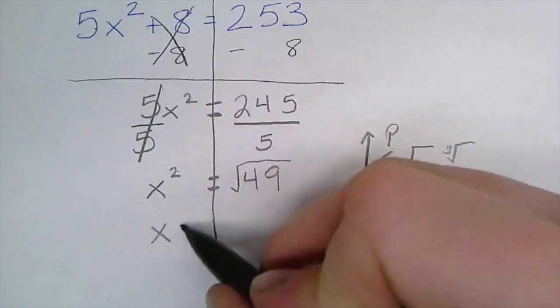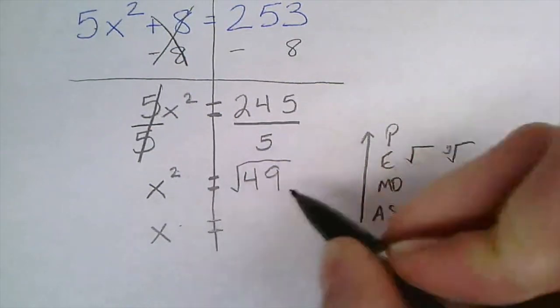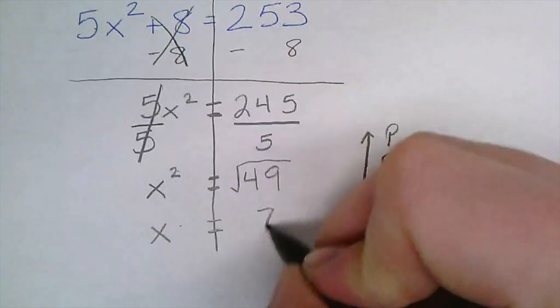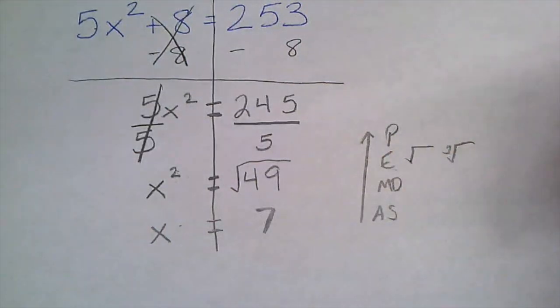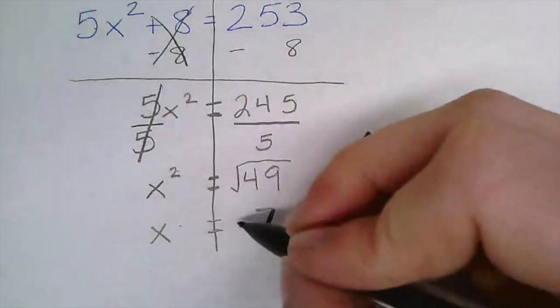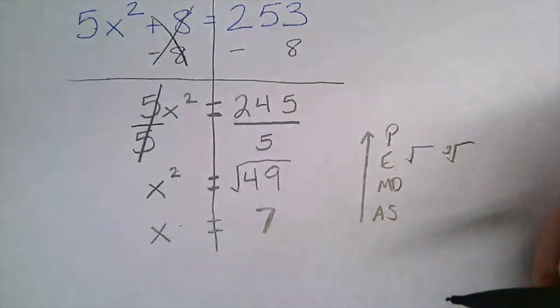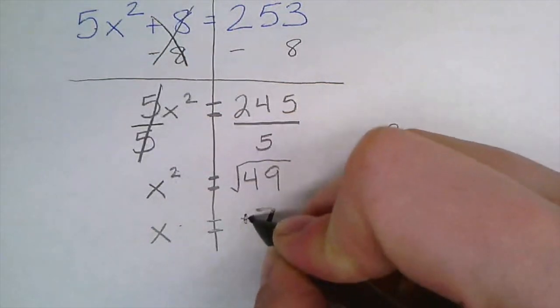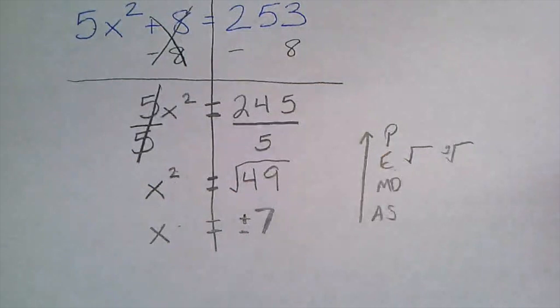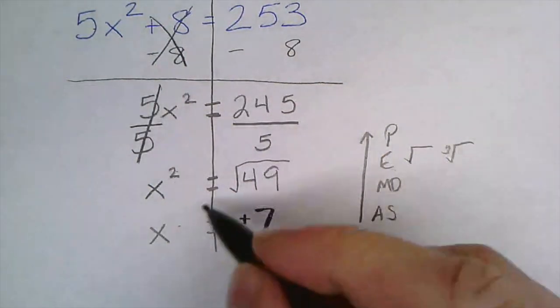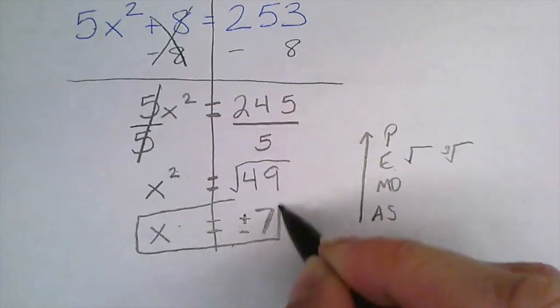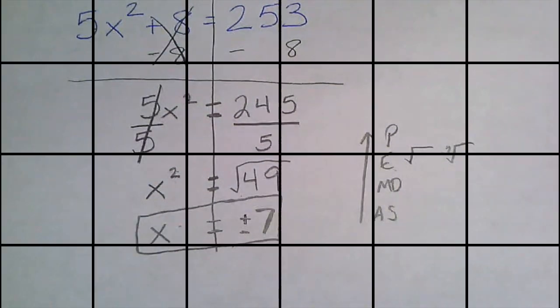leaving me with x equals, the square root of 49 is 7, because 7 times 7 equals 49. But we also need to remember, when we take the square root, there are actually two answers, because 7 times 7 is 49, but also negative 7 times negative 7 is also 49. So my answer is going to be x equals positive or negative 7.